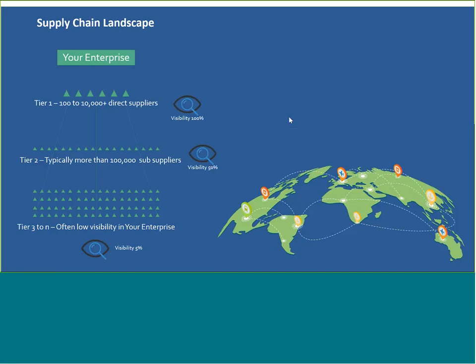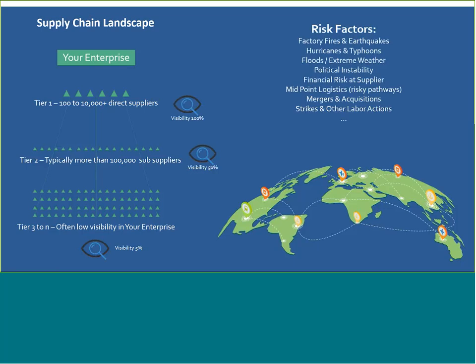This causes a set of problems because primarily when you have things like factory fires, earthquakes, labor shortages, hurricanes, bad weather, political instability, financial risk, all these kinds of things, whenever you have these kinds of issues, you can only see your top tier. And unless you're paying very close attention to your thousands of direct suppliers and potentially your tens of thousands to hundreds of thousands of sub-suppliers, you can have an impact in your business that you weren't anticipating.